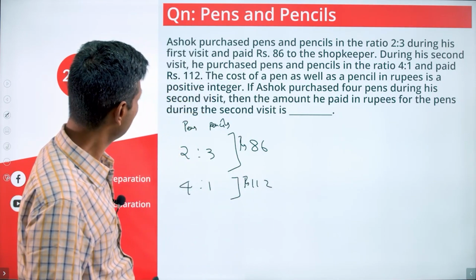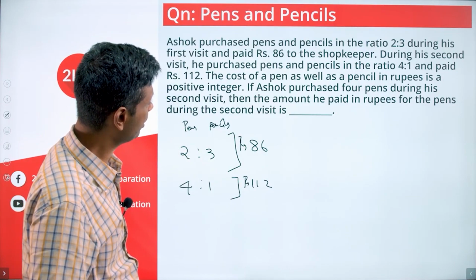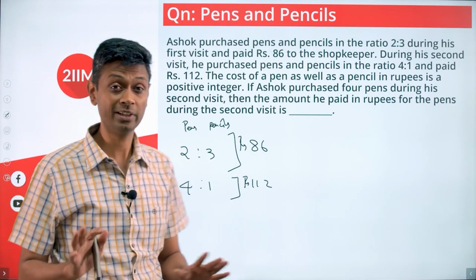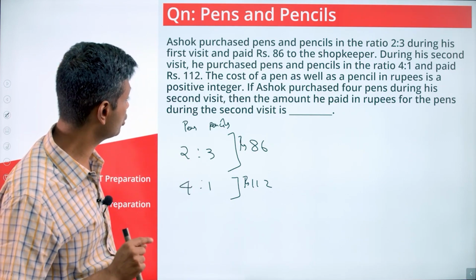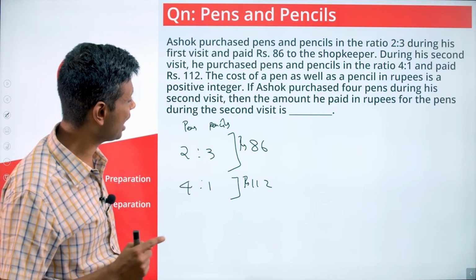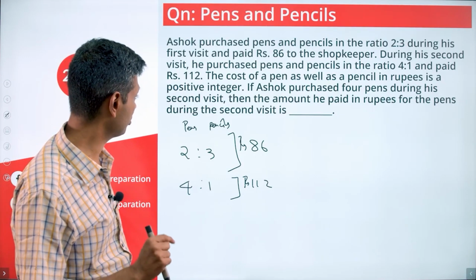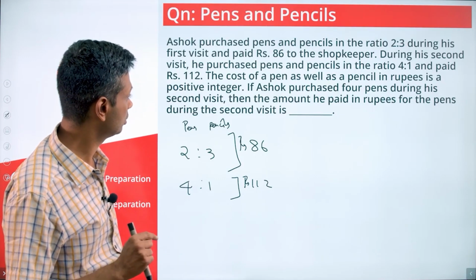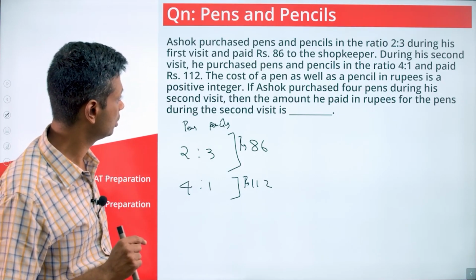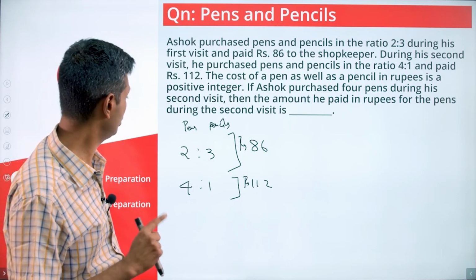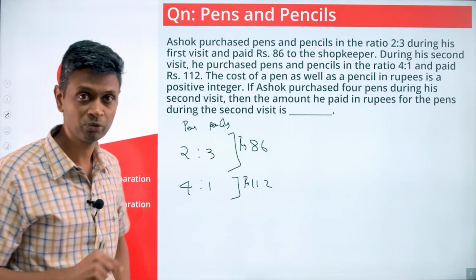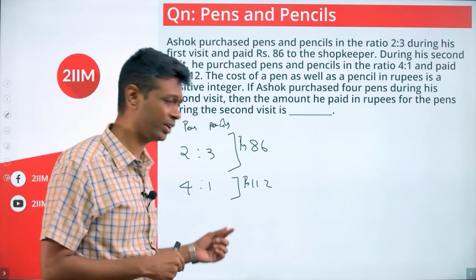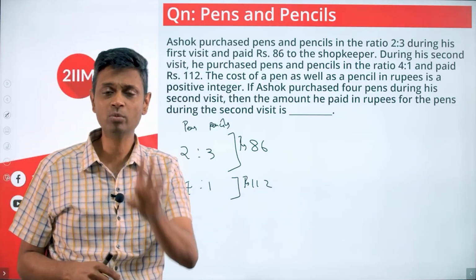Lovely. The cost of a pen as well as a pencil in rupees is a positive integer. Lovely. We're dealing with integers. If Ashok purchased 4 pens during his second visit, then the amount he paid in rupees for the pens during the second visit is... He purchases 4 pens during his second visit. So the ratio is not just 4:1, it is 4 pens and 1 pencil.